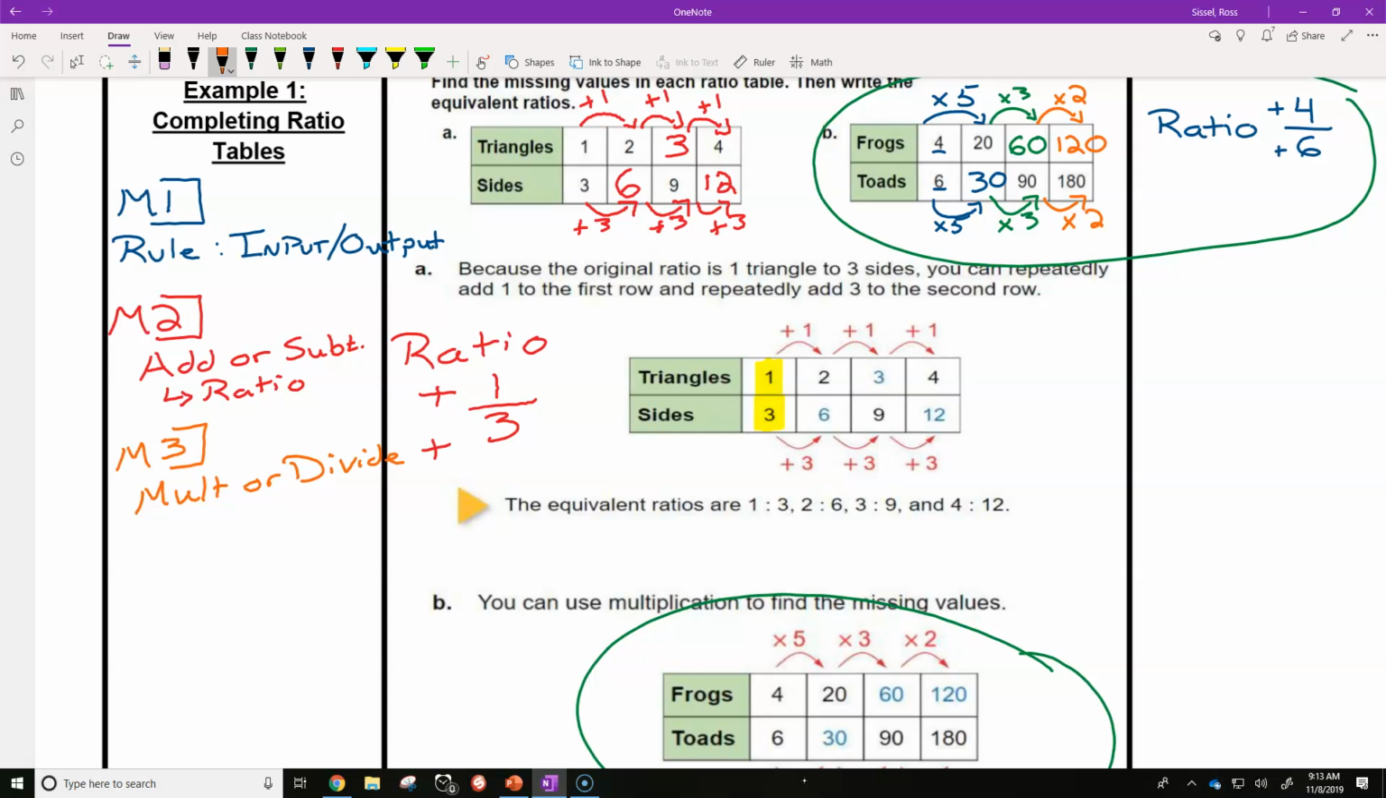Man, my handwriting goes up and to the right. It does. That's wacky. I have bad handwriting.